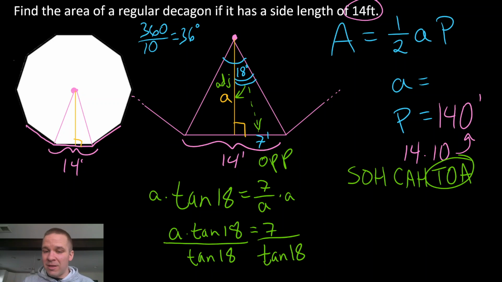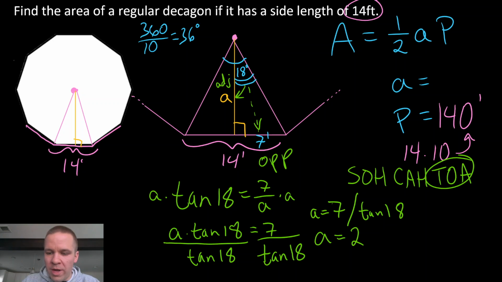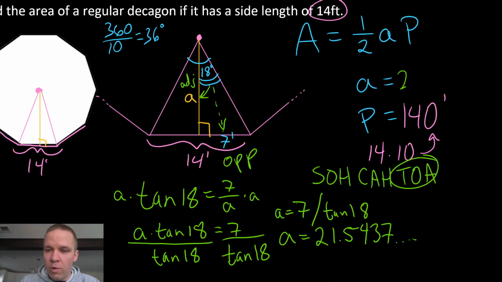So in my calculator at this time, I'm going to do 7 divided by the tangent of 18. And let's make sure that we are in degree mode. That's going to give me what my apothem is. So when I plug that into my calculator, I get A is equal to 21.5437, so on and so forth, 8476, whole bunch of numbers, right? That is my apothem. So I will go ahead and jot that down right here.